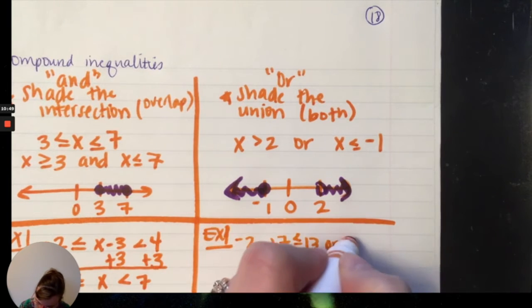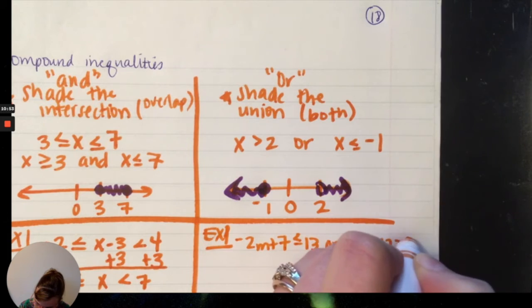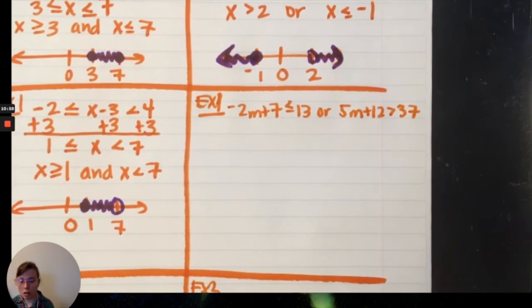You may want to pause once I write it. Greater than 37. There we go. Those are our two that we are going to solve. So I'm only solving one at a time.